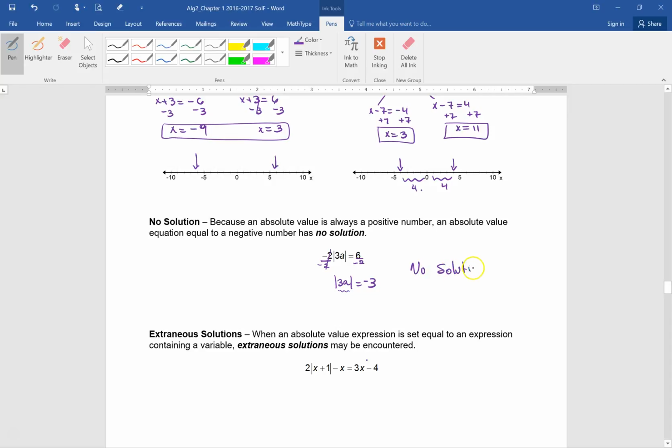Okay, so anytime an absolute value is equal to a negative number, it's no solution. Absolute value can't equal a negative number. Okay, because distance cannot be negative.